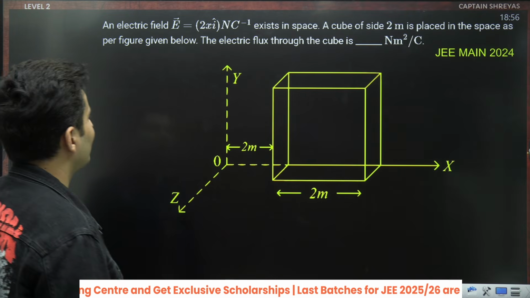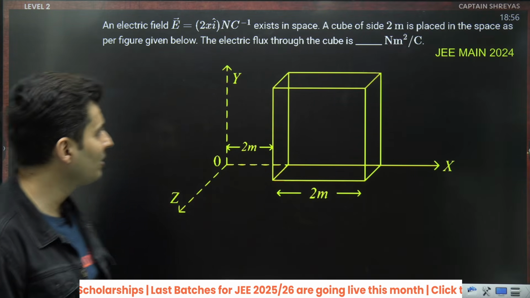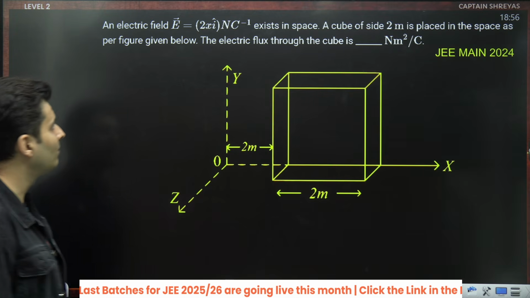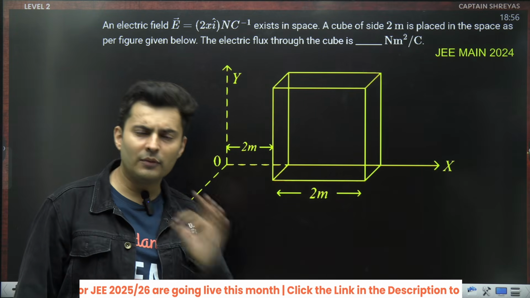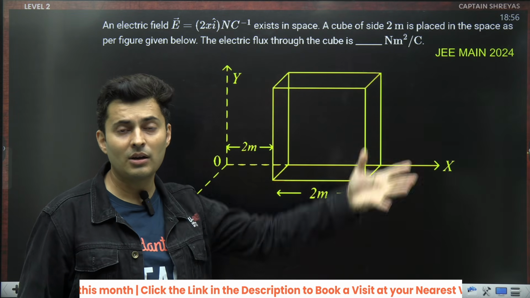Okay, here we come with the first question on your screen. The electric field exists in space. A cube of 2 meters is placed as shown. What is the flux through the entire cube? If you notice the electric field carefully, you will realize the electric field is only going in the x direction. There is no y or z.